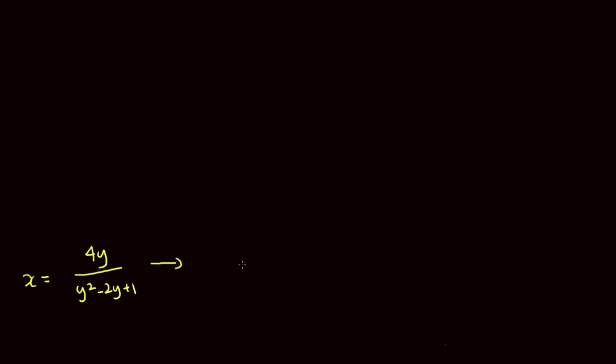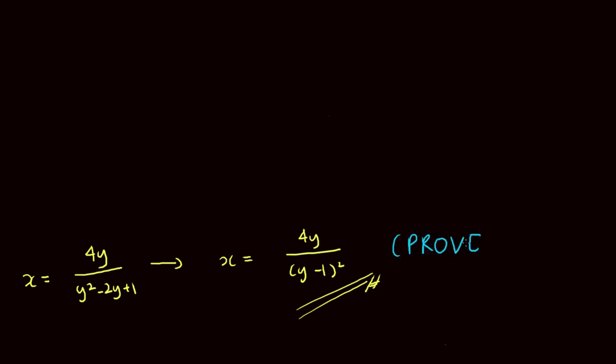Alright, then we're going to simplify, by the way. So x is equal to 4y over (y minus 1) squared. Basically we have managed to prove the answer. I've already proved the first part, by the way. So we already proved it. Hooray. Now the next part of the question wants us to find dy/dx.